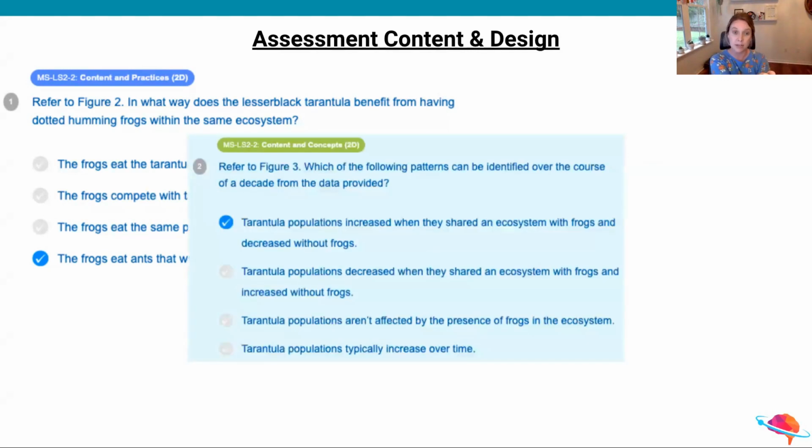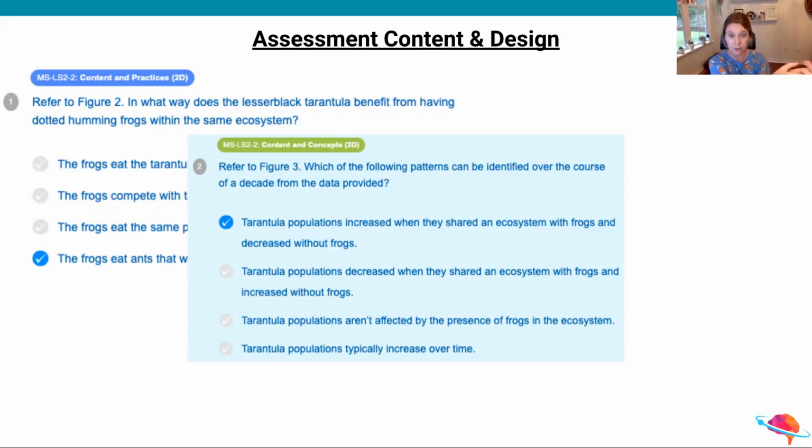And then they also picked a 2-dimensional question with the crosscutting concept, which was patterns. It said, refer to figure 3. That was our graph, quantitative data. Which of the following patterns can be identified over the course of a decade from the data provided? So students, can you look at the patterns in the data and be able to pull that finding out?